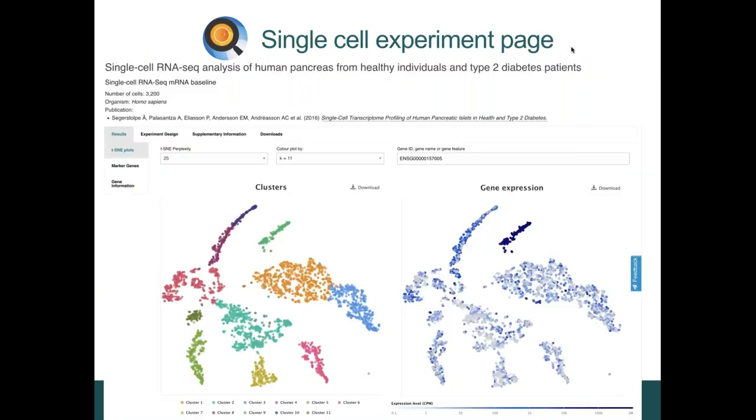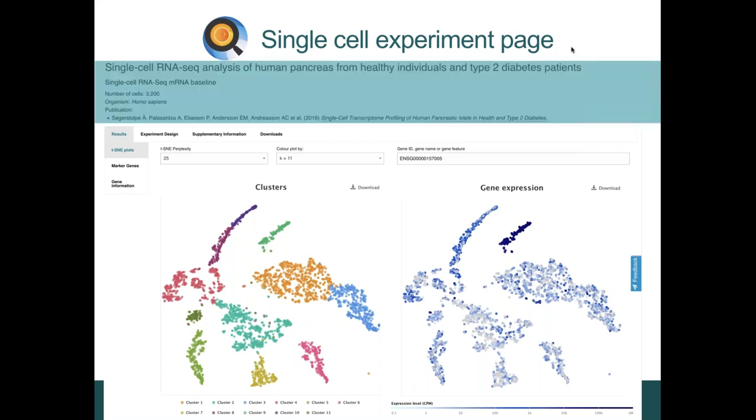So this is the experiment page in Single Cell Expression Atlas. In the header, highlighted here using the blue box, there is some basic information about this study and a link to its publication. And underneath the header, you can see a bar with different tabs: results, experiment design, supplementary info, and downloads. And by default, the results tab is shown first.